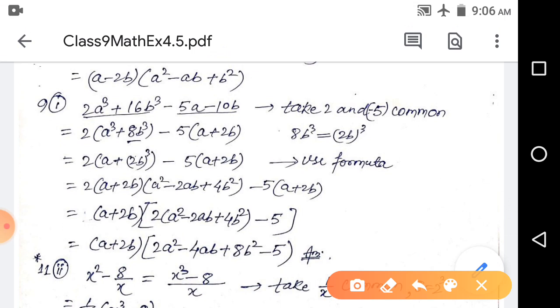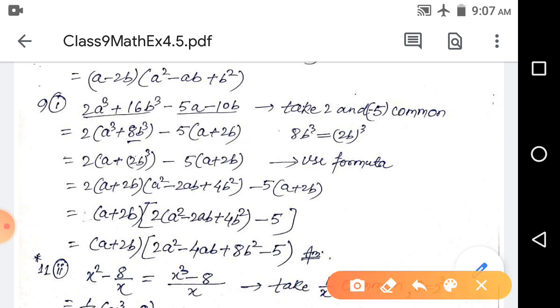In order to make the first two terms perfect cubes, we will take 2 as a common factor. If we take 2, what is left inside the bracket is a cube plus 8b cube, which is the sum of two cubes. Now for the last two terms, minus 5 can be taken out common. If minus 5 is taken common, then a is plus and 2b is also plus, because 10 is there and 5 is taken out common, b also remains here. So this becomes minus 5 whole into a plus 2b.